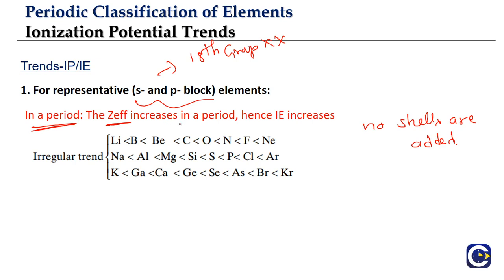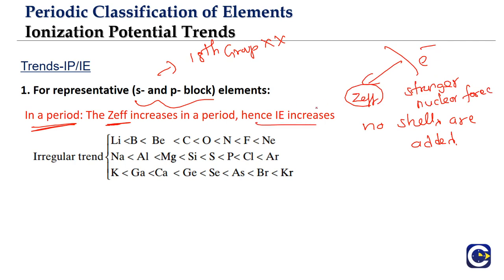Okay. Which means what? In a period, since the Z effective is increasing, the outer electrons will come under stronger nuclear force as we move from left to right. It means it becomes difficult to remove, so ionization energy will be increasing. Left to right, ionization energy will be what? Increasing.